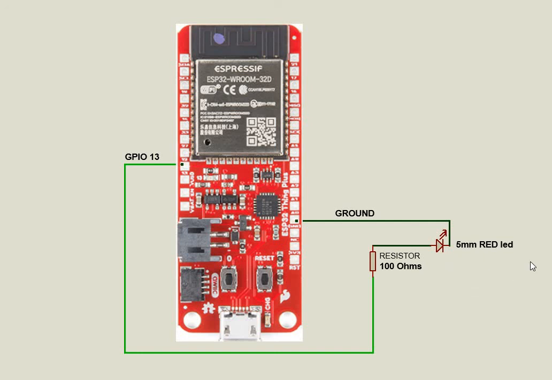Of course, this is just a simple example, but instead of the LED, you can turn on or off any other device that you'd like to remotely control using Wi-Fi.